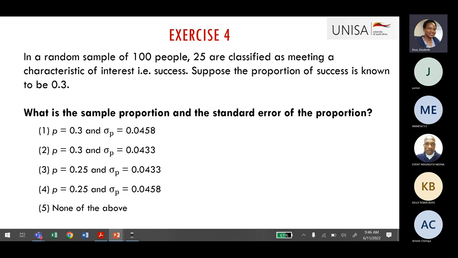What is the sample proportion and what is the standard error? Remember, if they didn't give you the sample proportion, which is the p-hat, or your p, you can calculate it by using X over N, and your standard error will be the square root of your population proportion times 1 minus the population proportion divided by N.